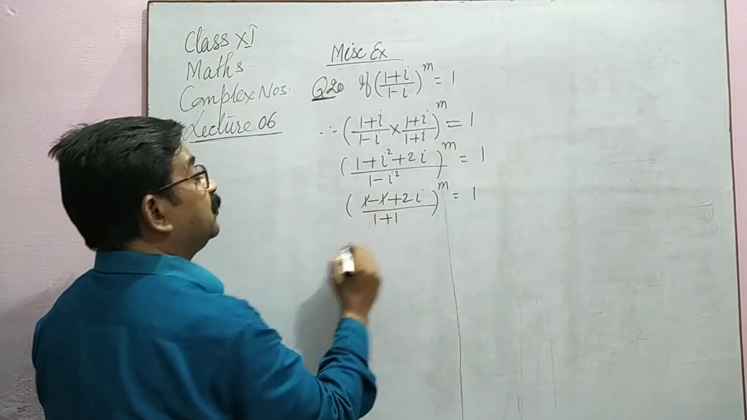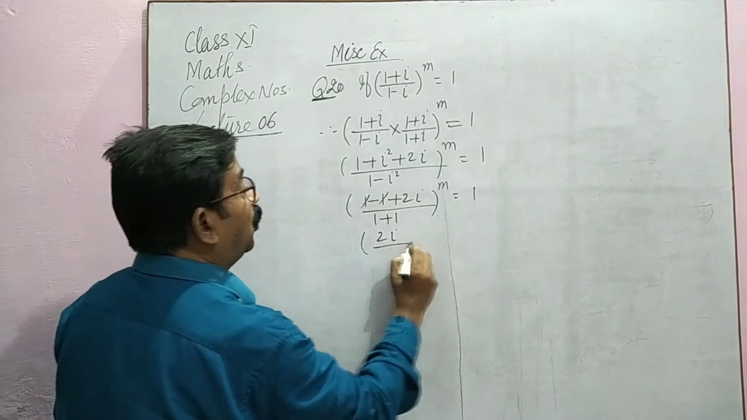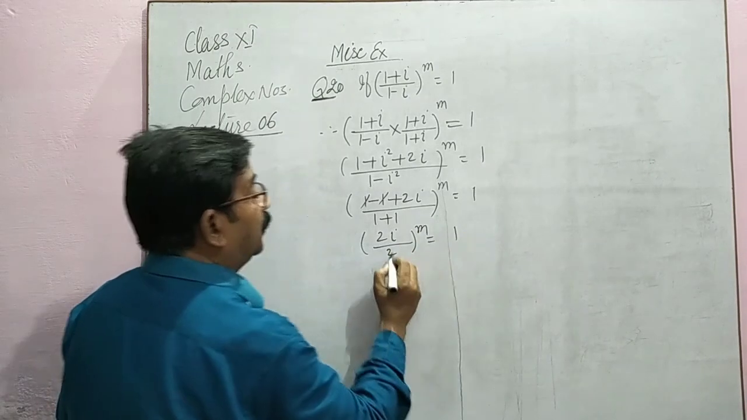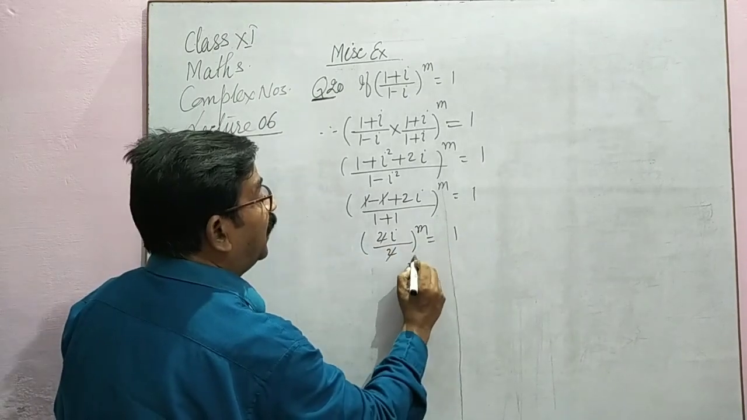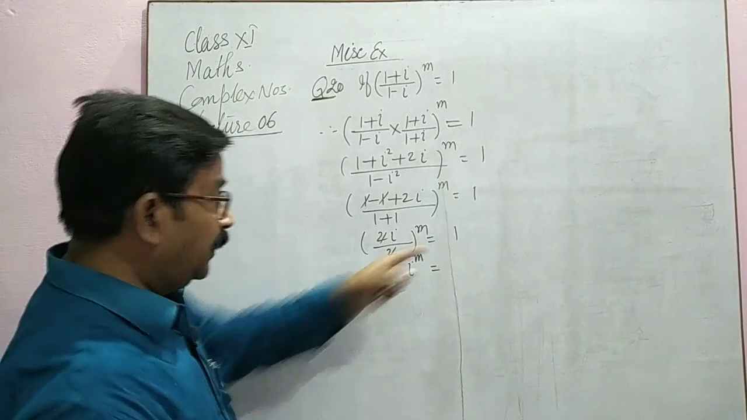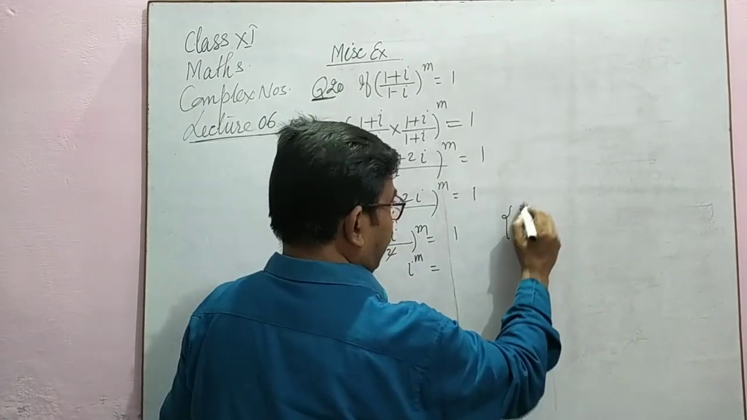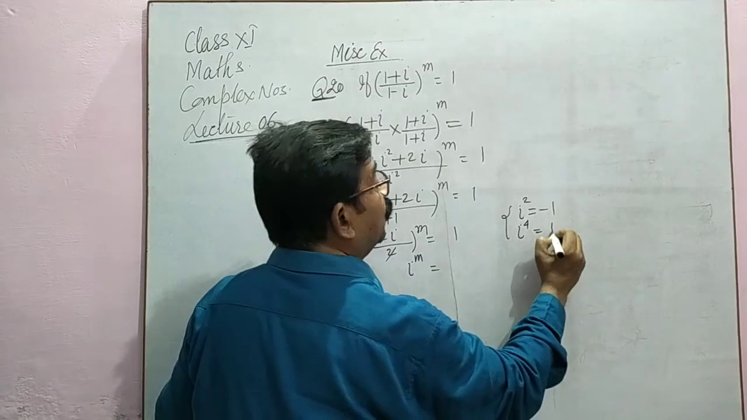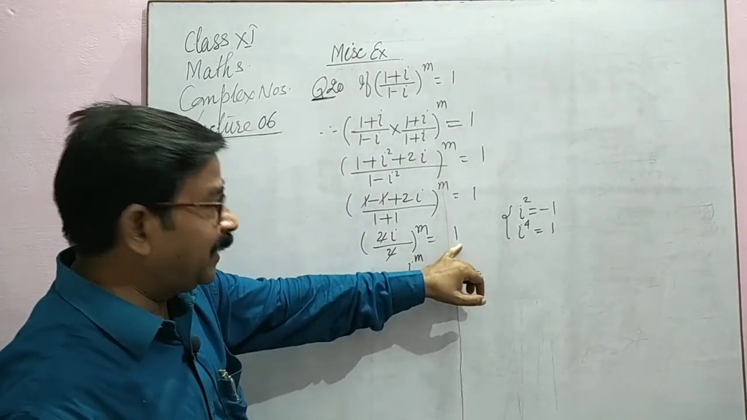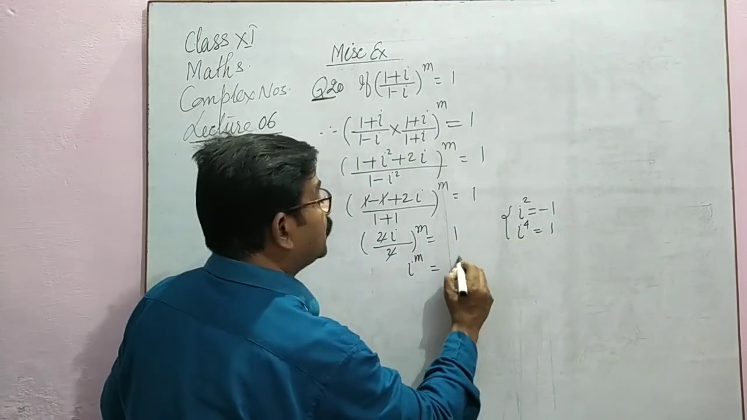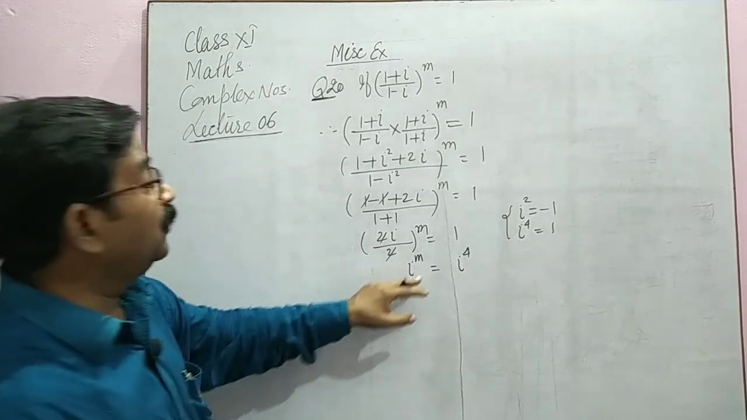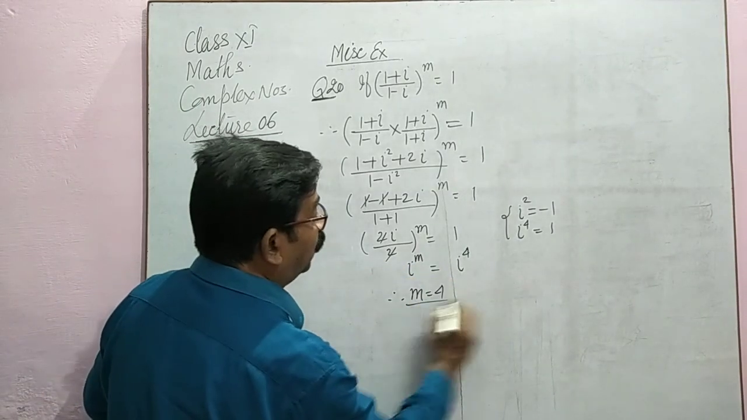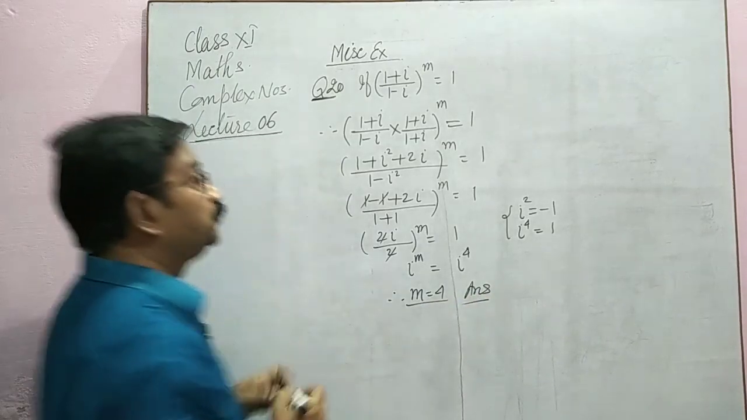The plus and minus will cancel. We have 2i upon 2, to the power m is equal to 1. The 2 and 2 will cancel. What we have is i to the power m. Now you know that since i square is equal to minus 1, i to the power 4 is equal to 1. So in place of 1 we can write i to the power 4. Now if you compare the exponents on both sides, therefore m is equal to 4 is your complete answer.